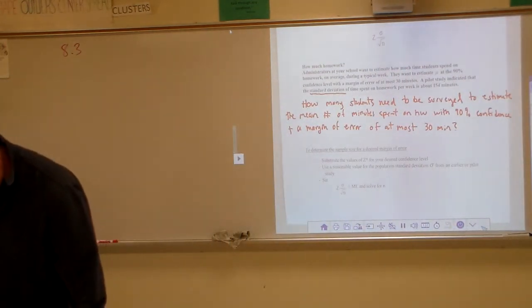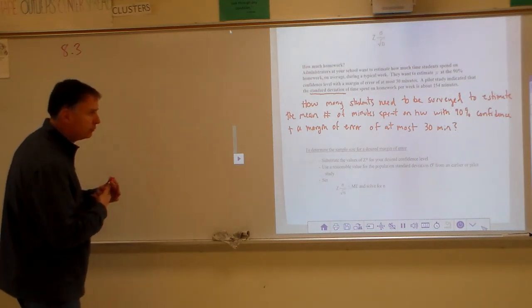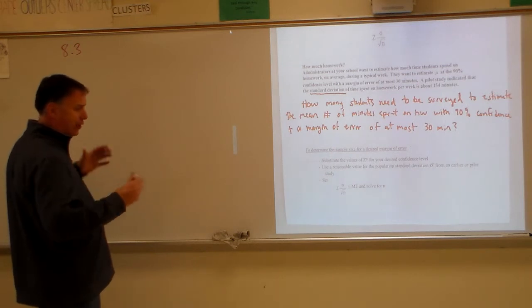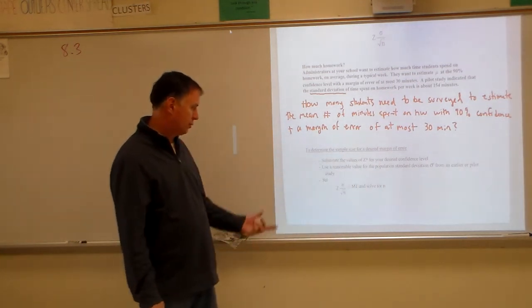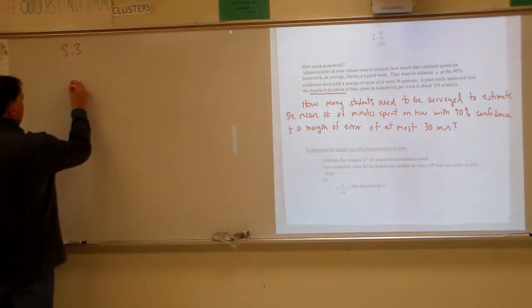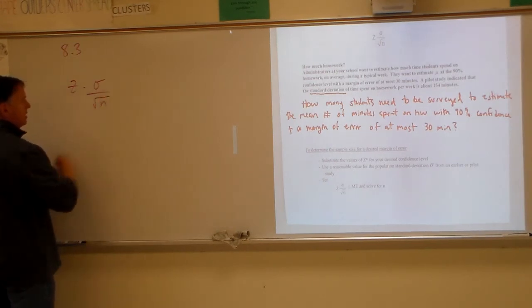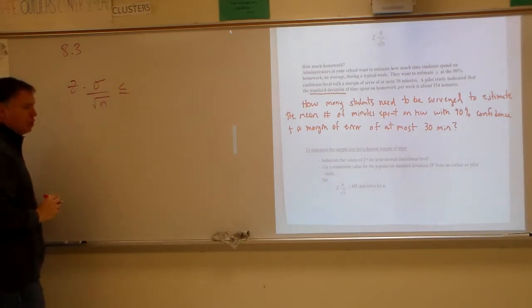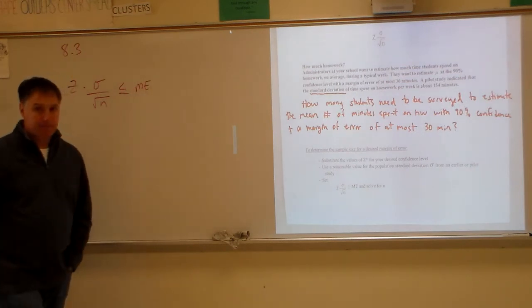So what I need to do is, we're talking about our margin of error. So that's the part after the plus or minus. Okay, here it is, determine the sample size for desired margin of error. That's what we're doing here. So we have our formula, which is going to be z times the standard deviation divided by root n, less than or equal to whatever that margin of error that they give us. Okay? So let's look.